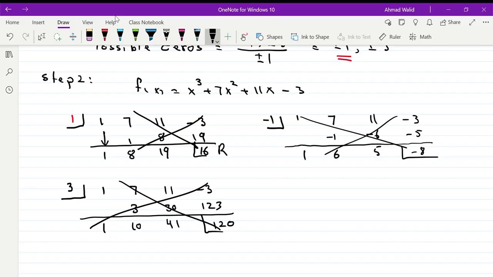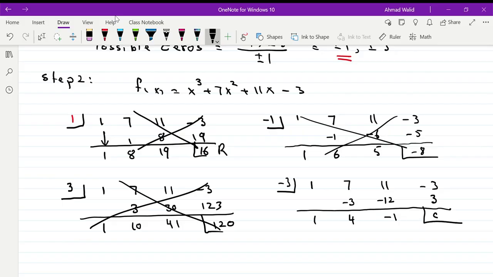Then 3 is not also the zero of polynomial function. I have one more option. 1, 7, 11, -3. Let's this time use -3. Correct? Bring down 1. 1 times -3 is -3. 7 minus 3 gives you 4. 4 times -3 gives you -12. Correct? 11 minus 12 gives you -1. -1 times -3 gives you 3.